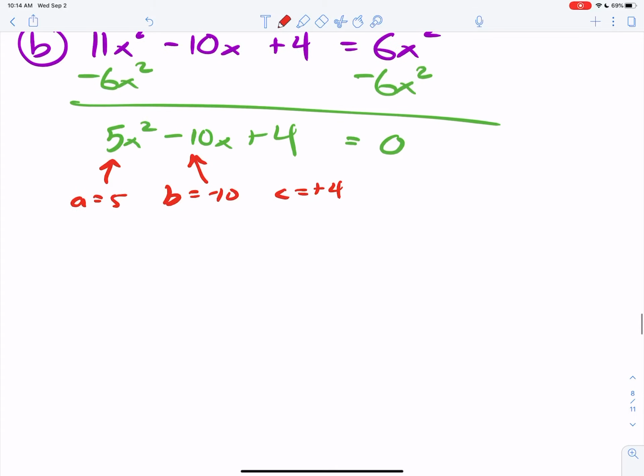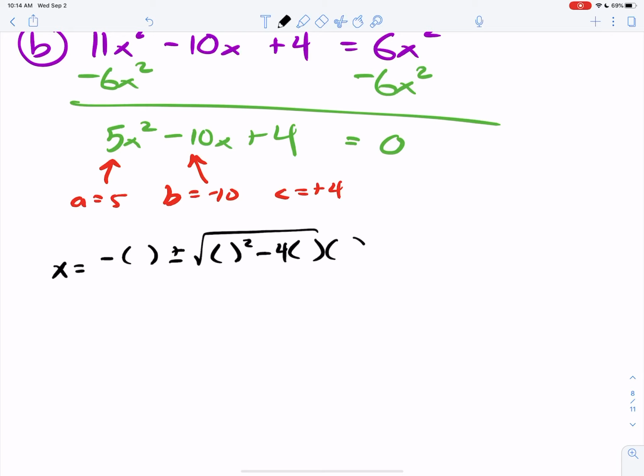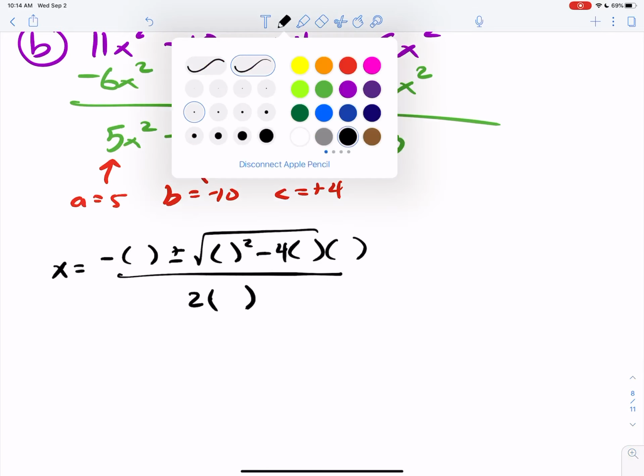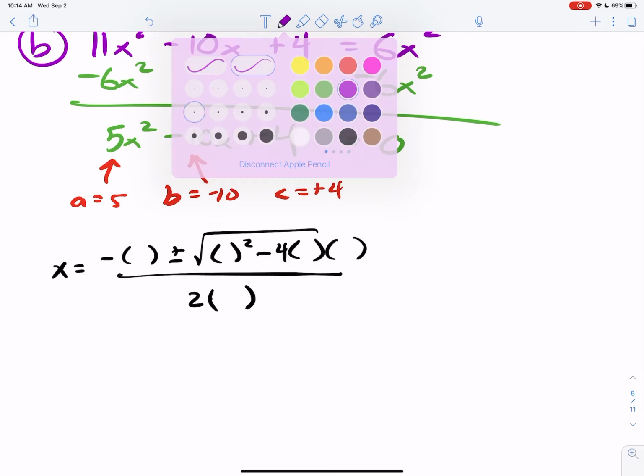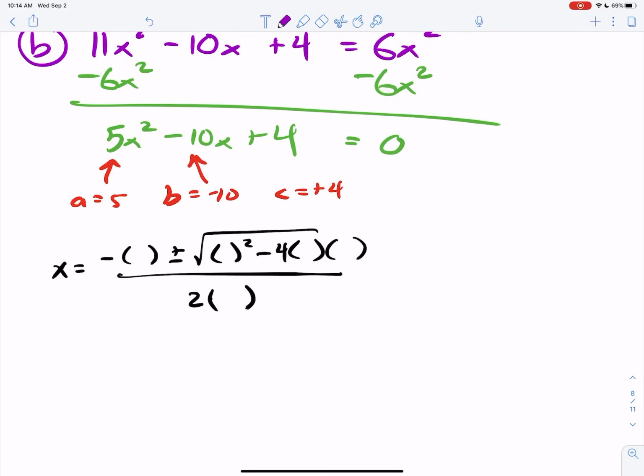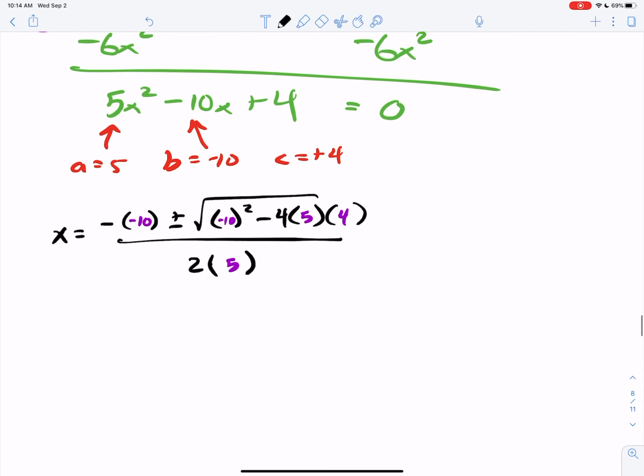All right, here we go. X equals negative B plus or minus the square root of B squared minus 4AC all over 2A. Let's plug in my values. I know that x equals negative b, so b is negative 10. B occurs here as well, 4ac, all over 2a. Again, if you're stenciling it in, you can't make a mistake.